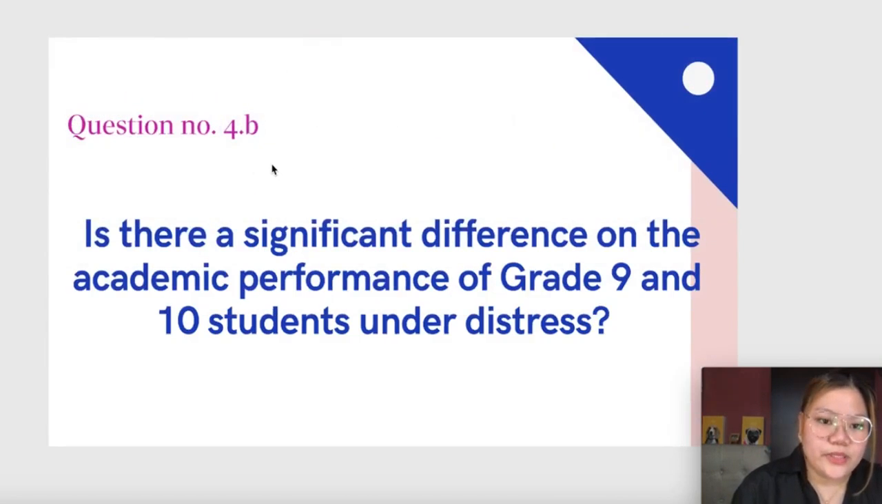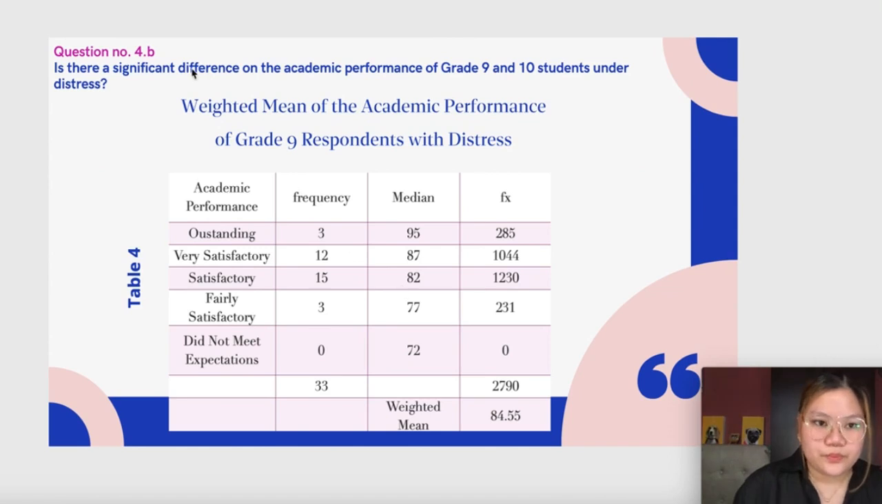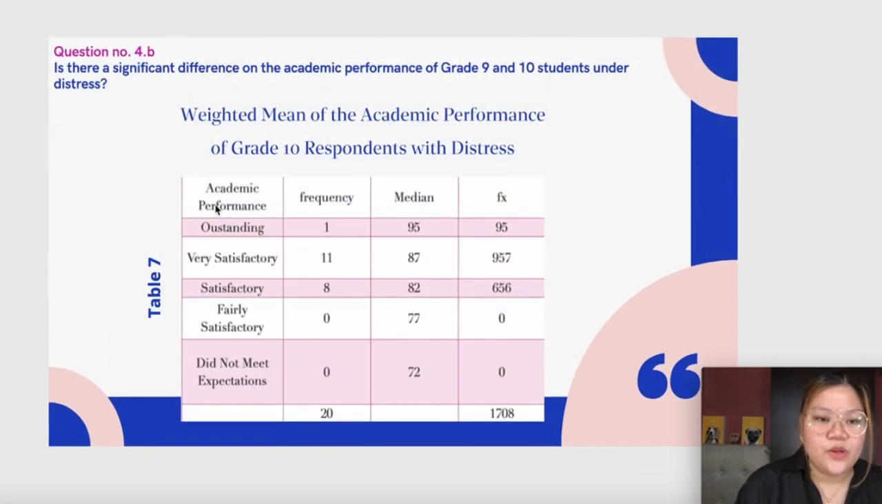For question 4B, is there a significant difference in the academic performance of Grade 9 and Grade 10 students under distress? The null hypothesis is that there is no significant difference in the academic performance of Grade 9 and Grade 10 students under distress. The alternative hypothesis is that there is a significant difference. For question 4B, we use table 4, weighted mean of the academic performance of Grade 9 respondents with distress. We also use table 7, weighted mean of the academic performance of Grade 10 respondents with distress.